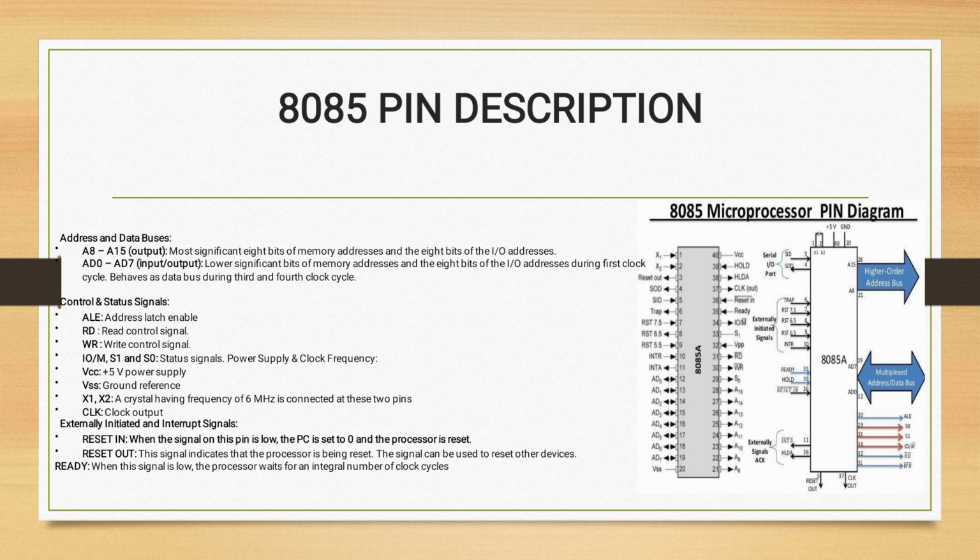S0 and S1 are the status pins. These are the status signals sent by the microprocessor to distinguish various types of operation. Whenever both pins are 0, the operation is a halt state. When it is 0 1, it is a write operation. In the 1 0 case, it is a read operation. In the 1 1 case, it is a fetch operation.